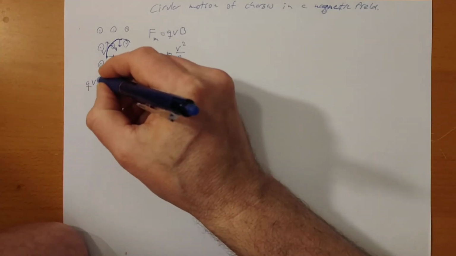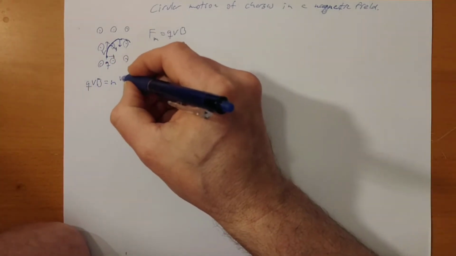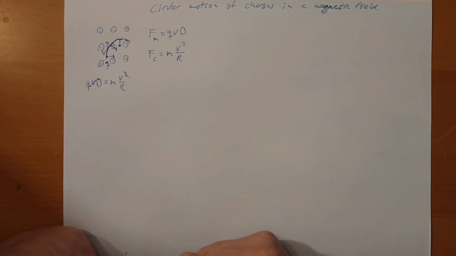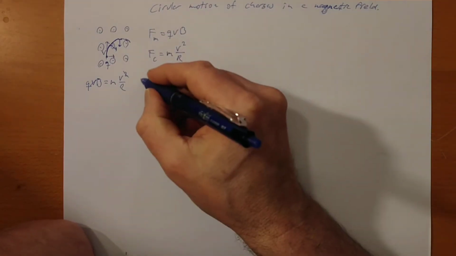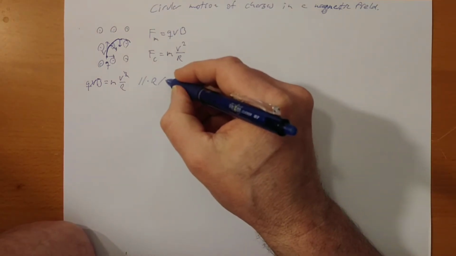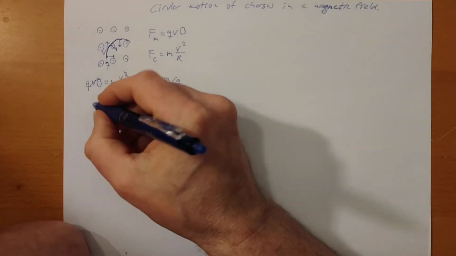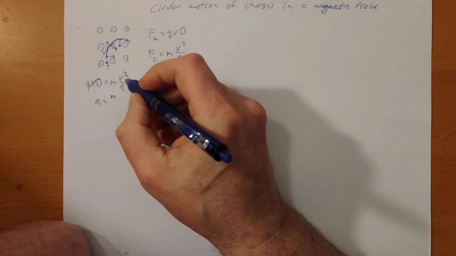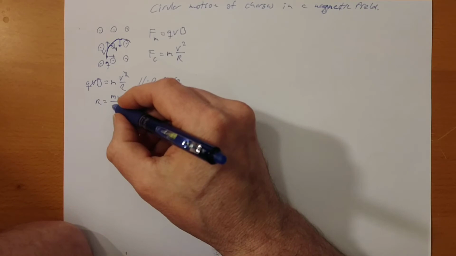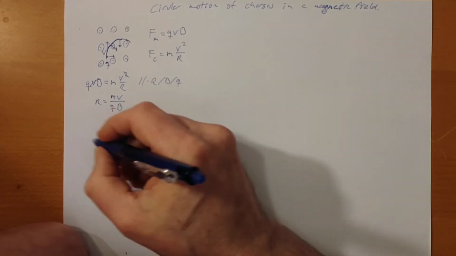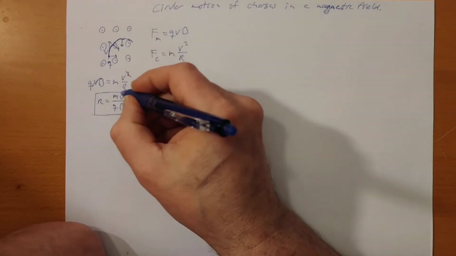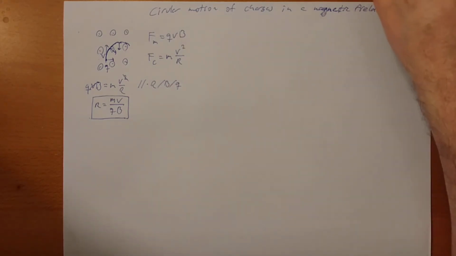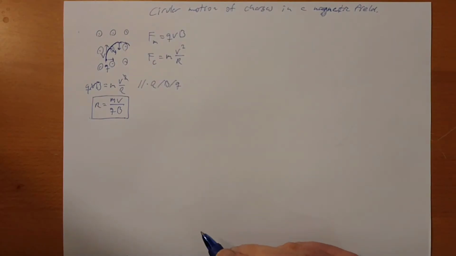So qvB must be mv squared over r. We can cancel away one of the v's there. We can then multiply by r and divide by B and divide by q, right? To get that r equals mv, that we're left with there, divided by qB. So there we have a formula that will give us the radius of a circular path for an electron, or some charge, moving in a magnetic field.